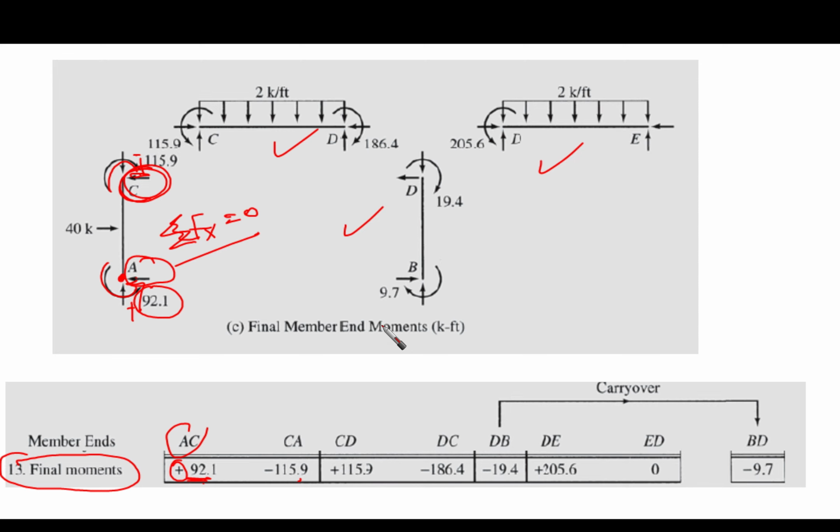Okay, this brings us to the end of this video. We have covered how to apply the moment distribution method on frames without side sway. I hope you have understood it well, and see you in the next video. Thank you.